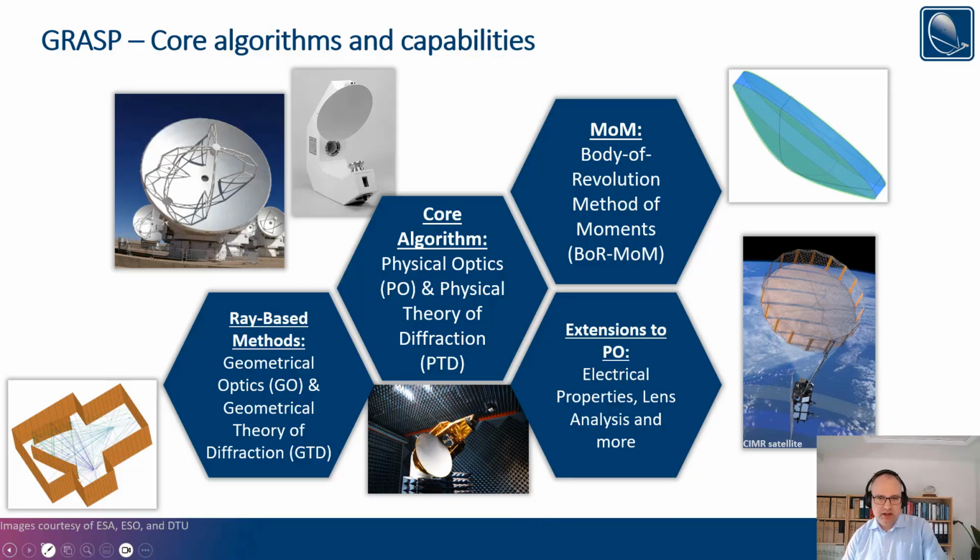So this means that if you have lenses like this, for example, it's very efficient to run that in a body of revolution method. Here we just have a simple lens, but it could also be, for example, a radiate index lens.